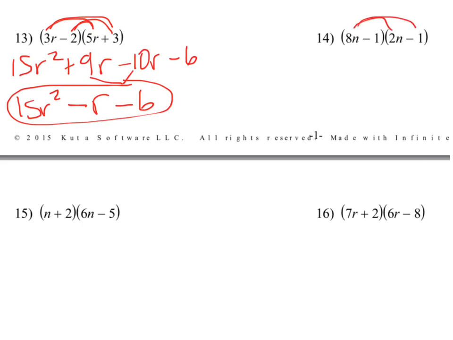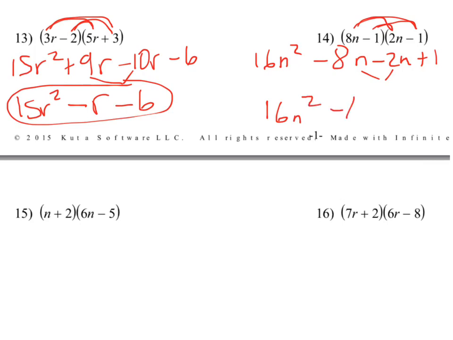8n times both of those will give you 16n squared. And then subtract 8n. And then negative 1 times both of those will give you negative 2n and positive 1. Combine those inside terms together. 16n squared is still sitting around. You'll get negative 10n and then plus 1 on the end.